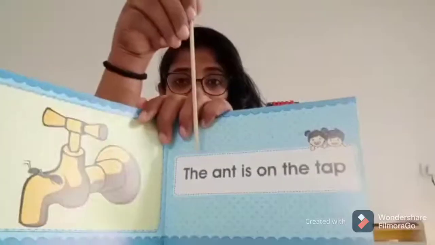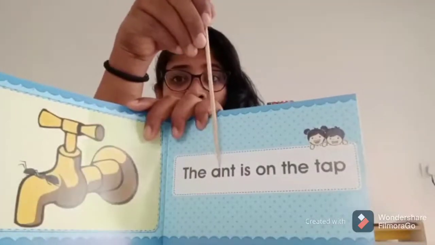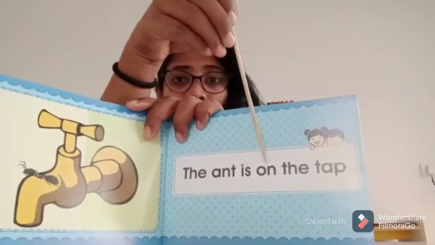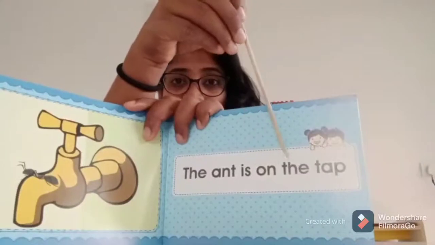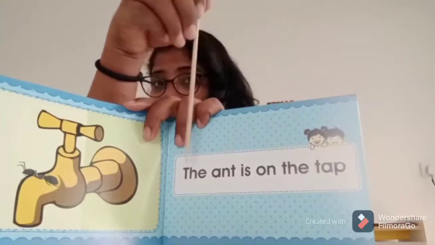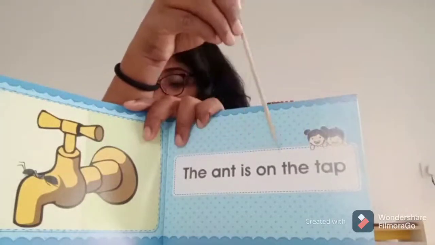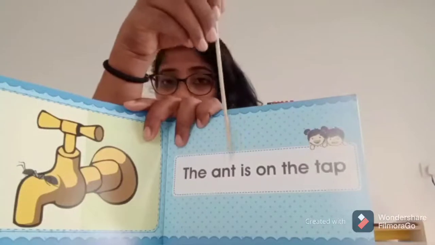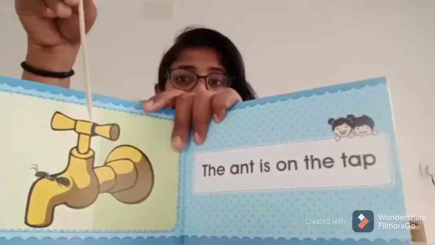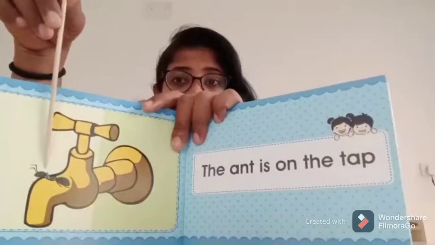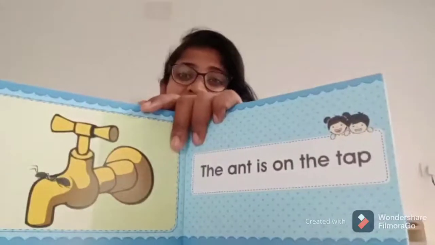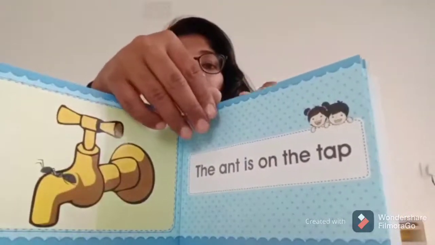Let us read. The ant is on the tap. The ant is on the tap. So where is the ant, children? The ant is on the tap. Yes. So let us read the next page.